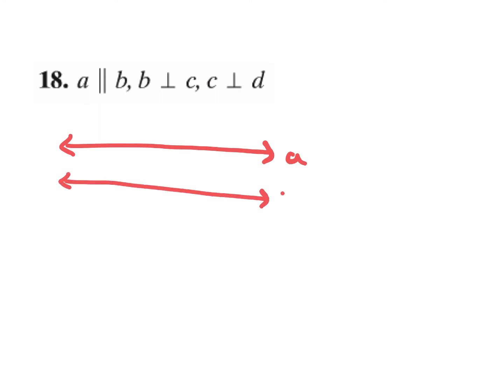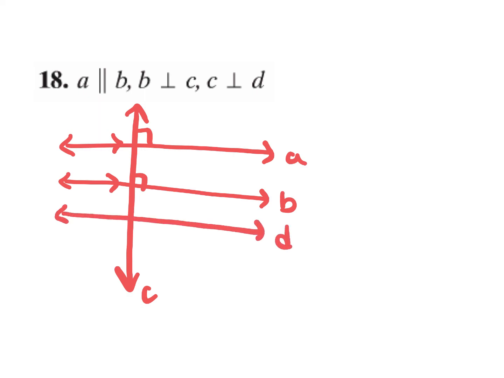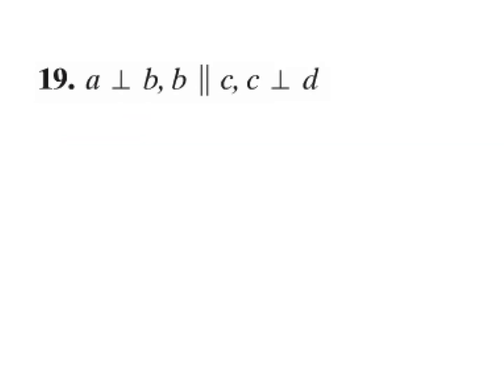Then I have line A and line B are parallel. Line C is perpendicular to B, so C is going to go in the opposite direction and form right angles. And then C is perpendicular to D, so D goes in the opposite direction of C, so D would go in this direction. It forms a right angle and is parallel to the original lines. So I could say that based on this drawing, A is parallel to D.